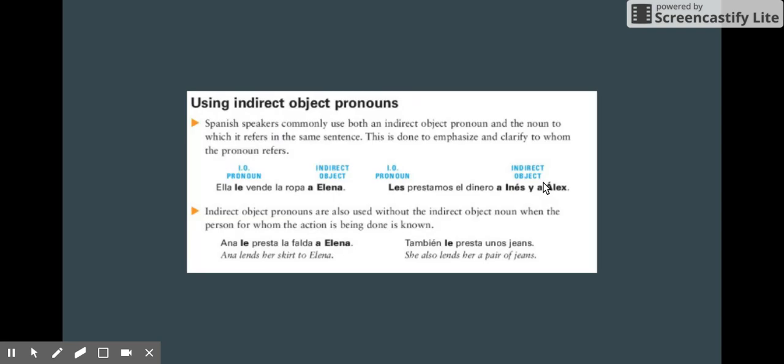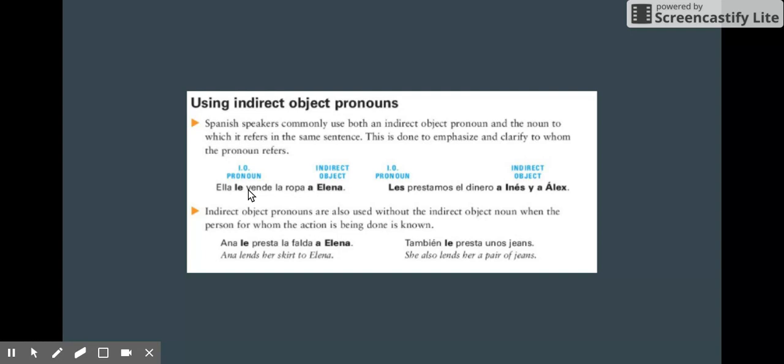In terms of the use, in most sentences, a sentence will have both the indirect object pronoun and the indirect object. So you can see here, ella le vende la ropa a Elena. She sells clothes to Elena. To whom does she sell clothes? A Elena. So Elena is the indirect object, and the pronoun is le, since it's a singular indirect object. And just like direct object pronouns, the indirect object pronouns can either be placed before the conjugated verb or attached to the infinitive verb.